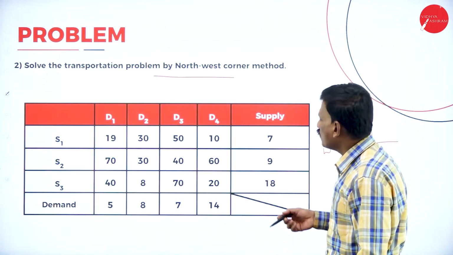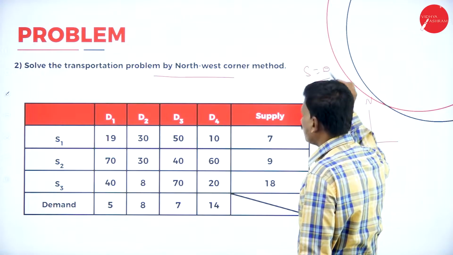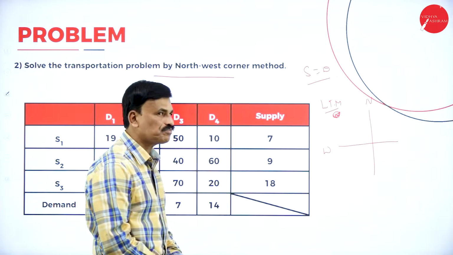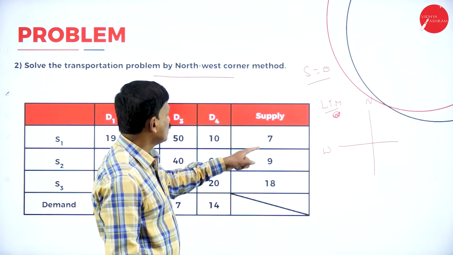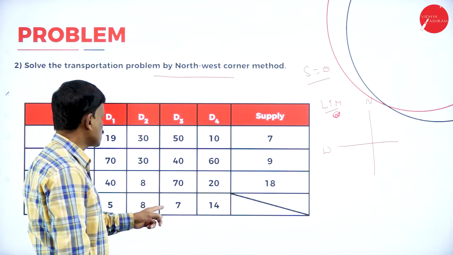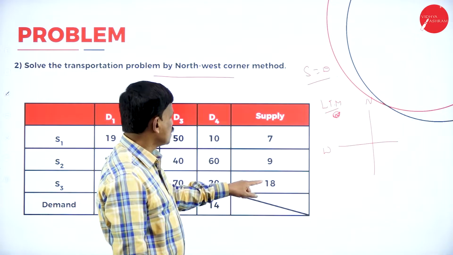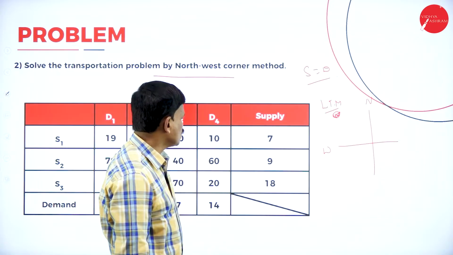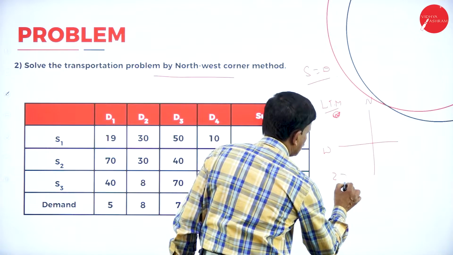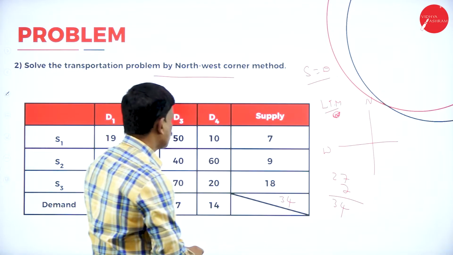Now let me start with checking the supply and the demand. Let us verify. What is the supply and demand here? Supply is 7 plus 9 plus 18. On the other hand, demand is 5 plus 8 plus 7 plus 14. Just add this. If you add 18 plus 9, that's equal to 27. 27 plus 7, that's equal to 34. So supply is equal to 34.